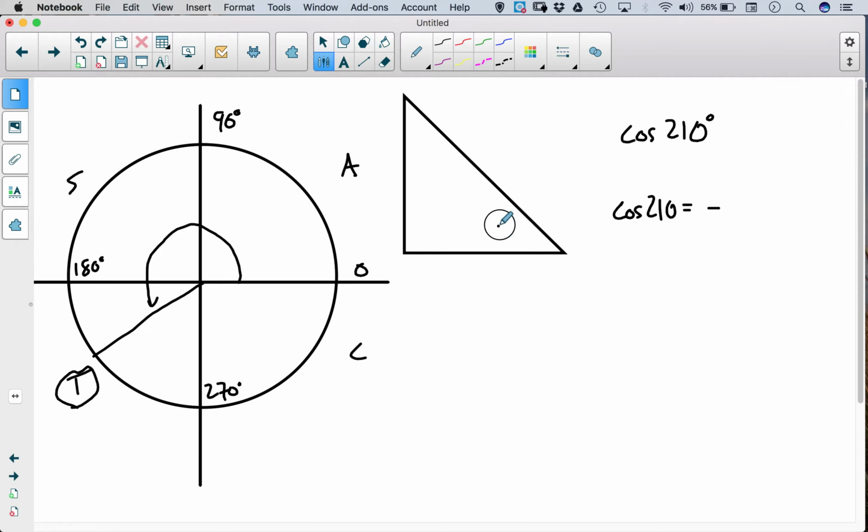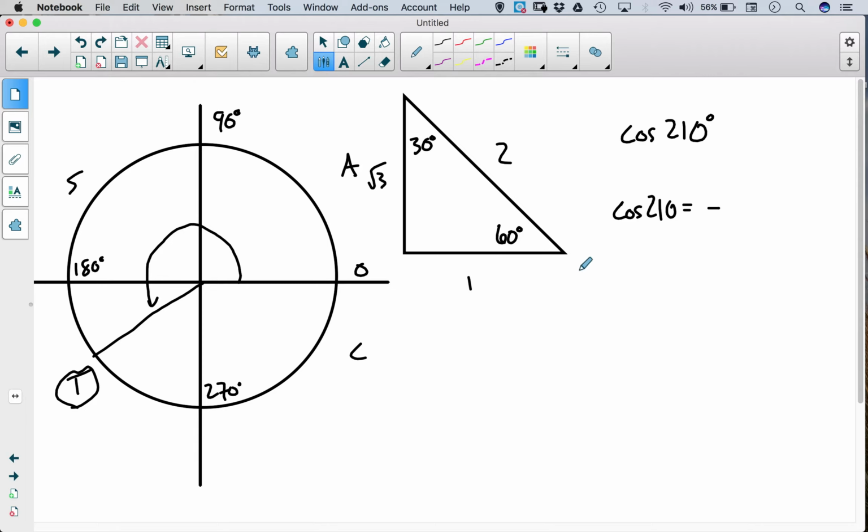Here we go, and we'll use the degree labeled special triangle. So we'll say that root 3, 1, and 2 as well. Now, you might be confused. What do we do with this 210?